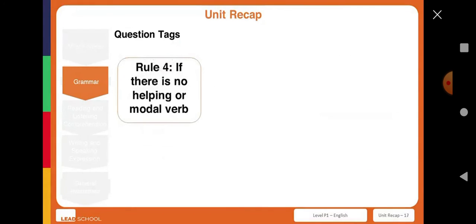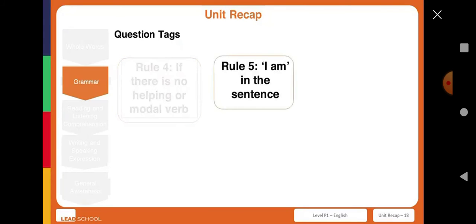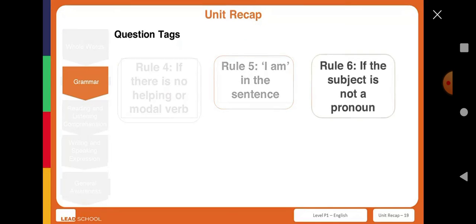Rule number 4. If the sentence has no helping verb, are, is, was, have, has, had, will, etc., or a modal verb like should, could, would, shall, must, etc., then the question tag uses a form of do. Rule number 5. If the sentence starts with I am, then the question tag starts with are. And finally, rule number 6. If the subject is not a pronoun, then we need to use a related or appropriate pronoun in the question tag.